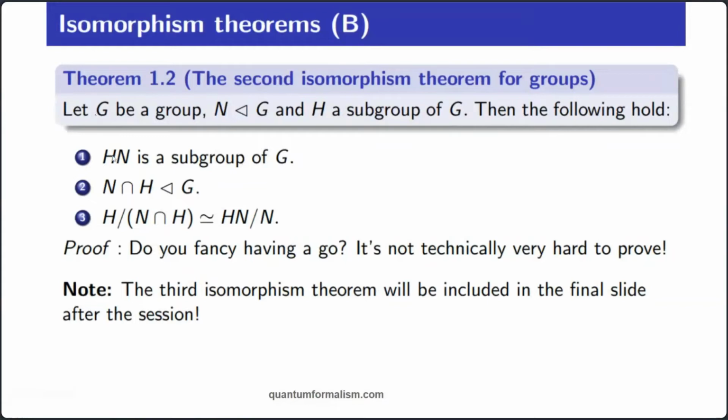I should have left the other proposition until here, but I just decided to do it there. But yeah, it's the same. So if you prove the other one, this line is already proven. But then the second line is that the intersection of N with H is a normal subgroup of G, and then you have this nice isomorphism here.